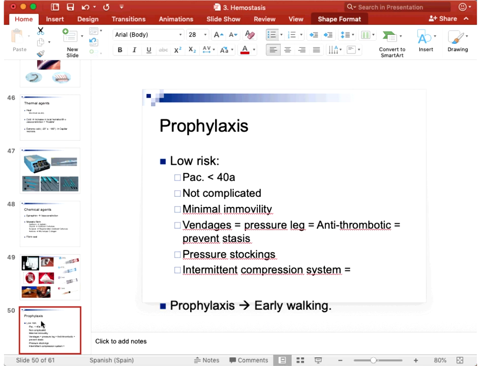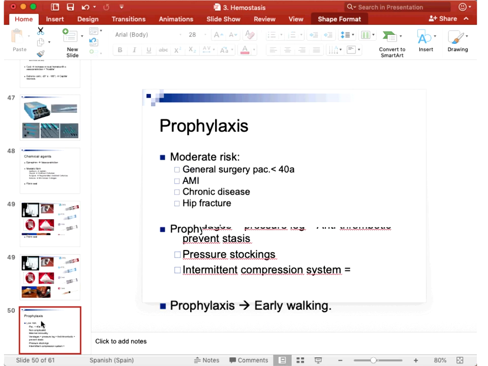And which is the complication of making a thrombus? That makes a pulmonary embolism. That's why.